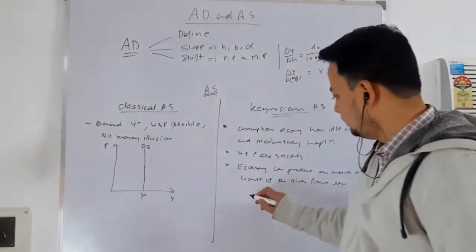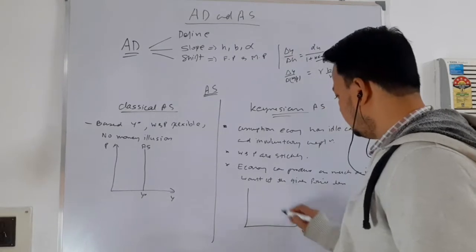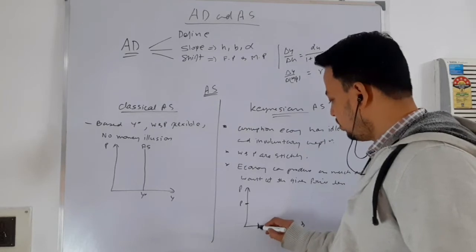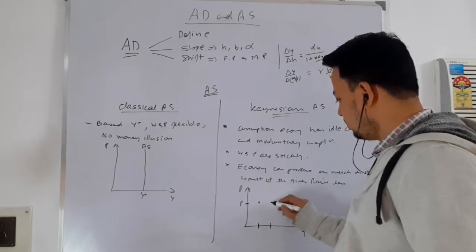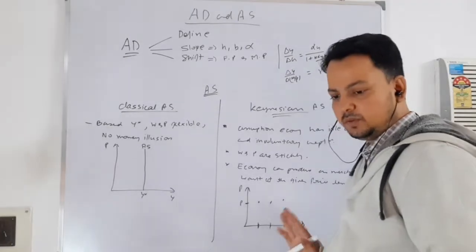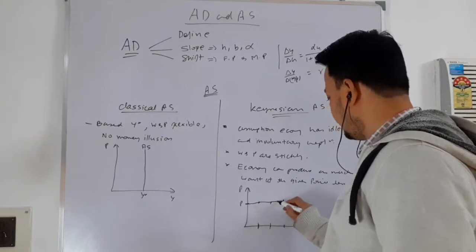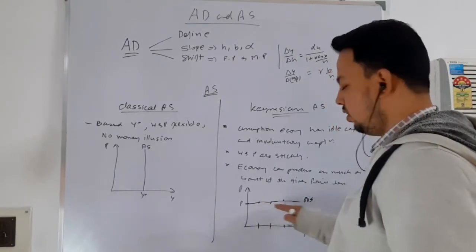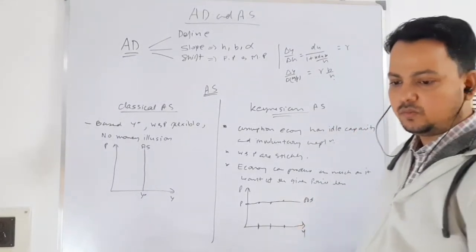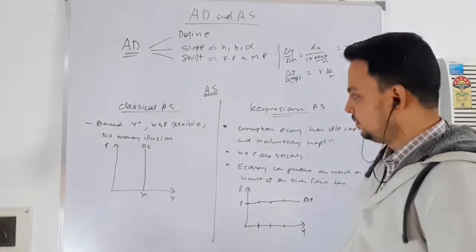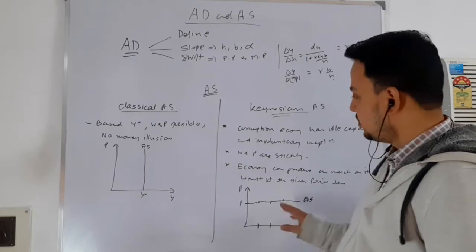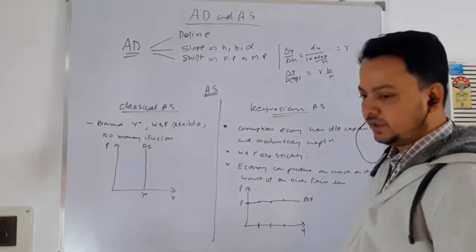So here you take output, and here you take price. At the given price level, say P, the economy can produce here also, and here also. If there is a demand, the economy is ready to produce. So the aggregate supply curve is horizontal. Is this clear? So in the case of the classical model, we have vertical aggregate supply. In the case of Keynesian, we have horizontal aggregate supply.